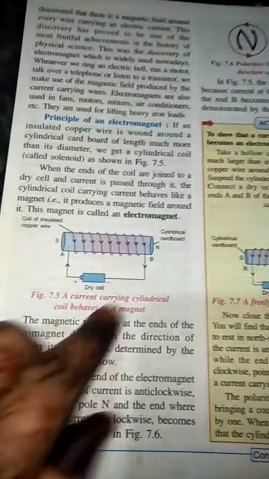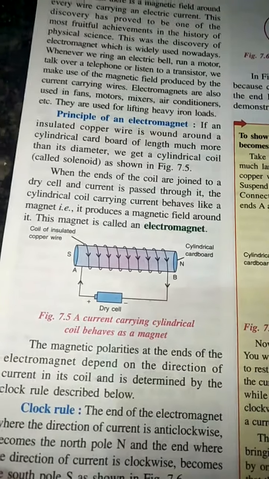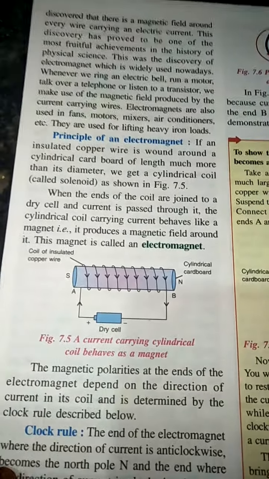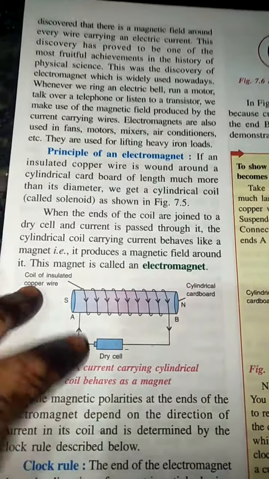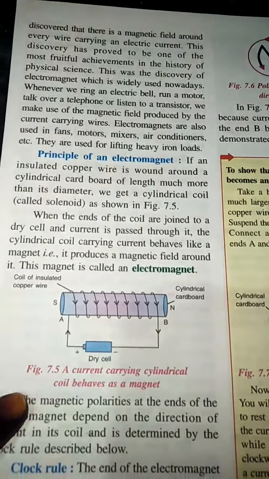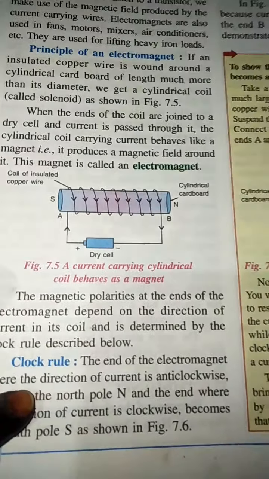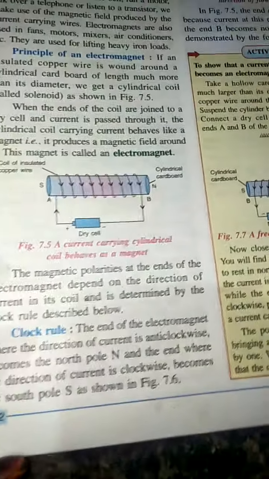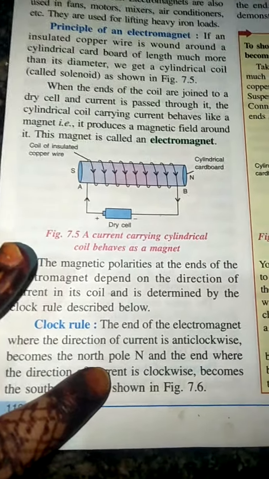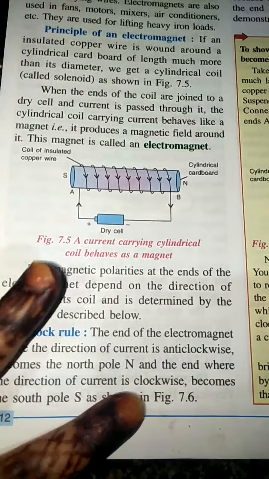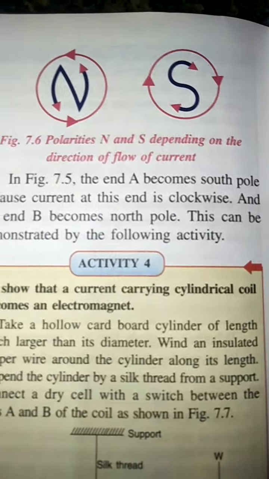Now children, the magnetic polarities at the ends of the electromagnet depend on the direction of current in its coil. Like we have two poles on a magnet, one side north, one side south. But how to decide the magnetic poles in this? So we take the help of the clock rule. This clock rule says that the end of the electromagnet where the direction of current is anti-clockwise becomes the north pole, and the end where the direction is clockwise becomes the south pole. Clear class?